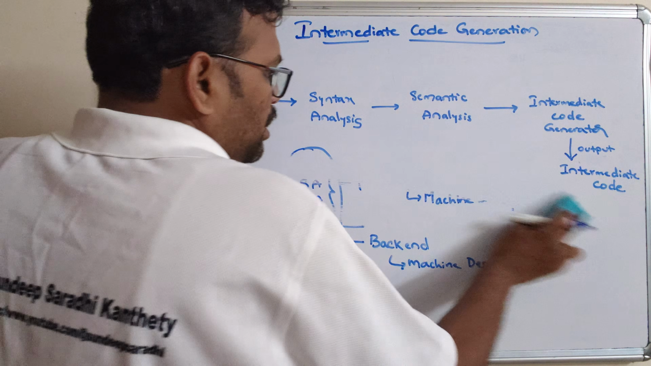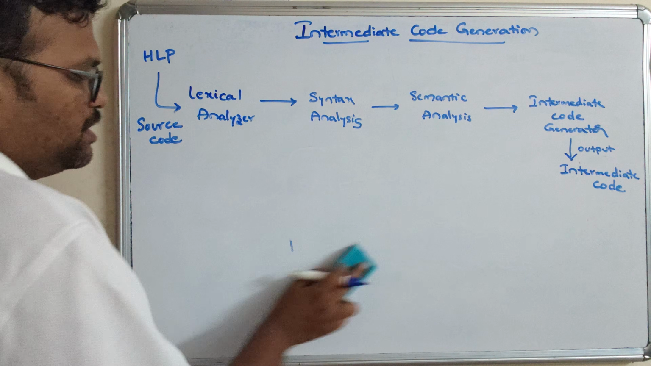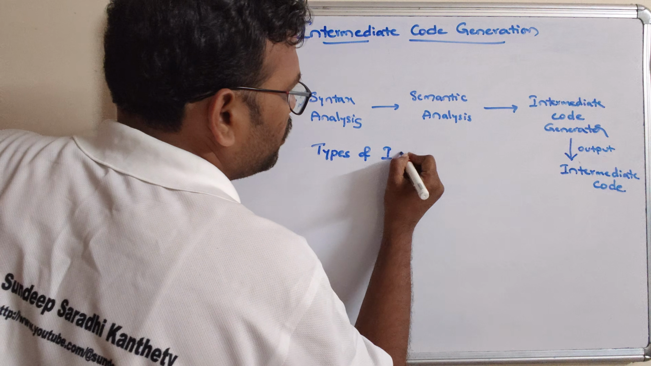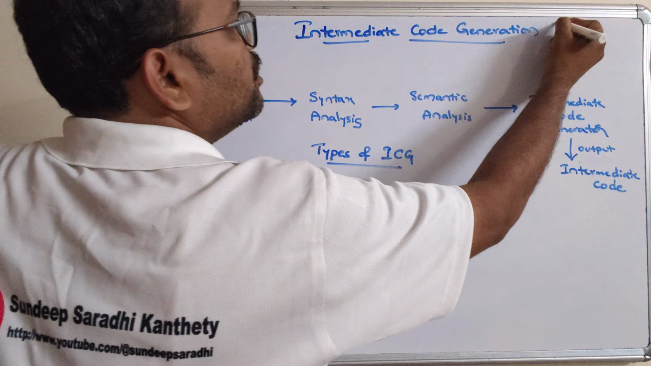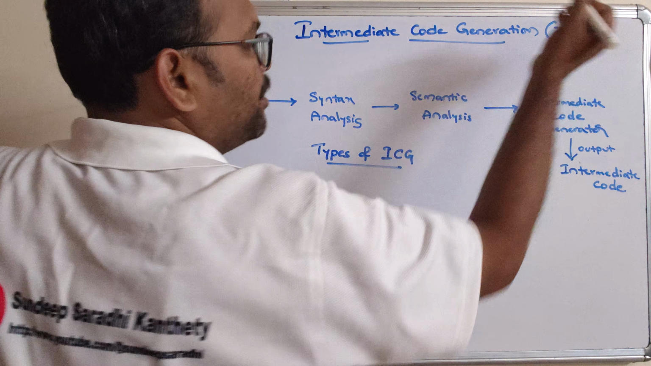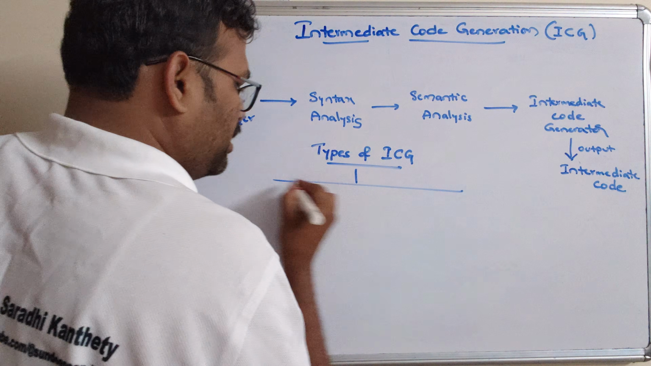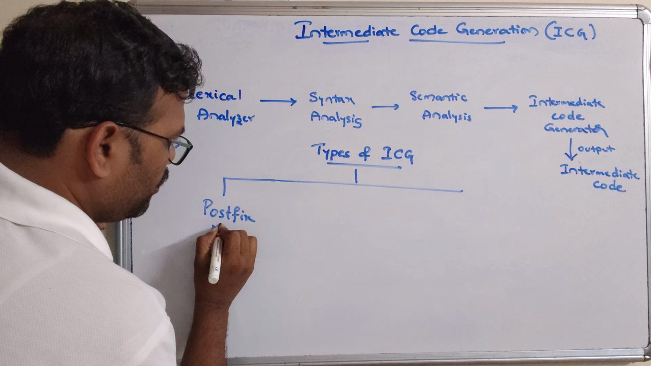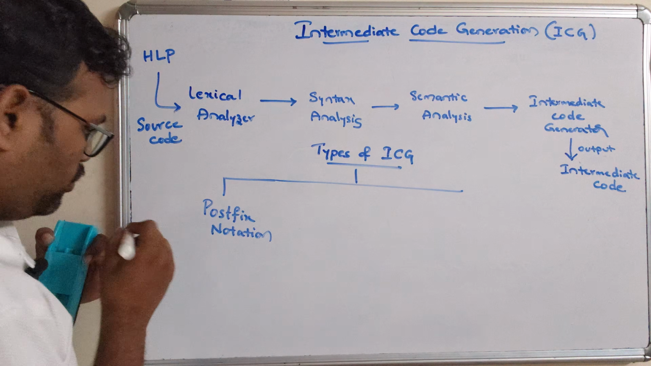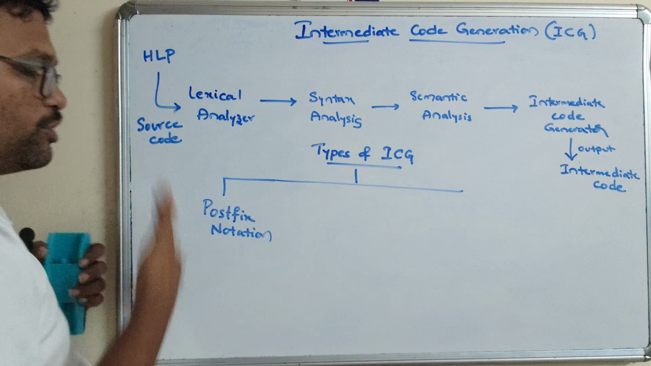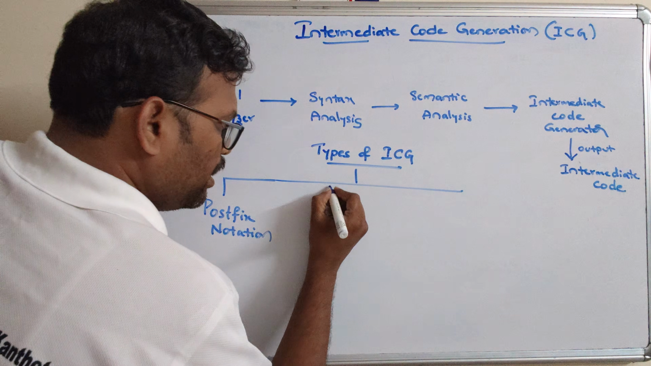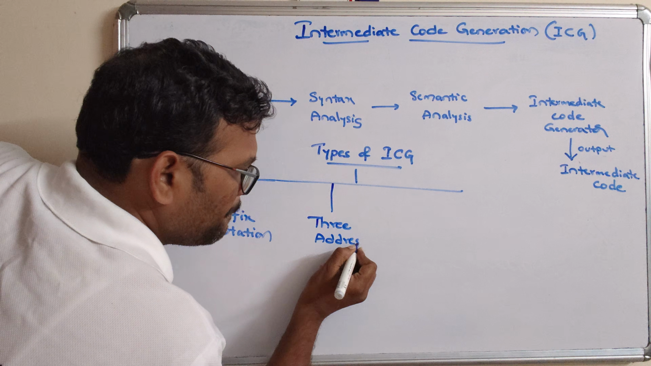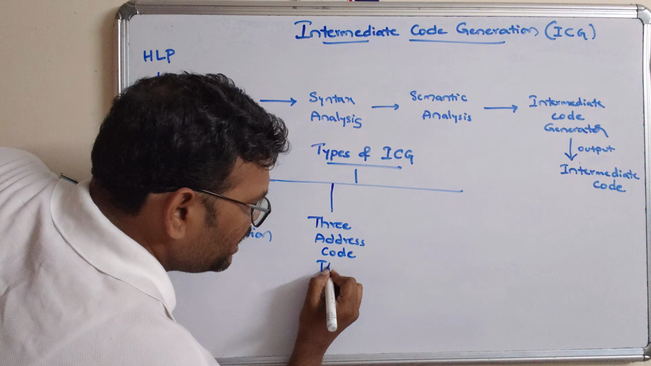What are the different types of intermediate code generator? I'll shortcut it as ICG. This can be done in different ways. One is postfix notation. I think you might have studied this postfix notation in your data structures, right? And another one is three address code. Three address code, we can also call it a tag.